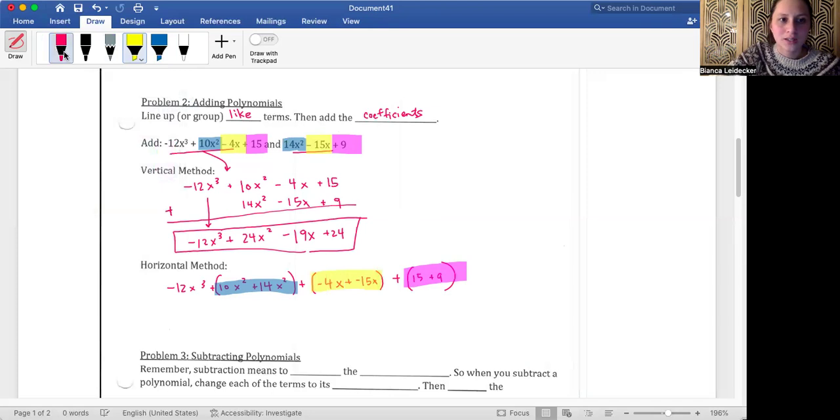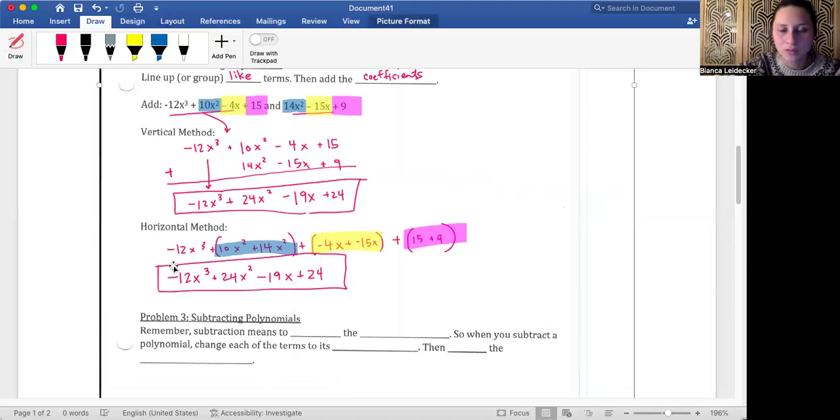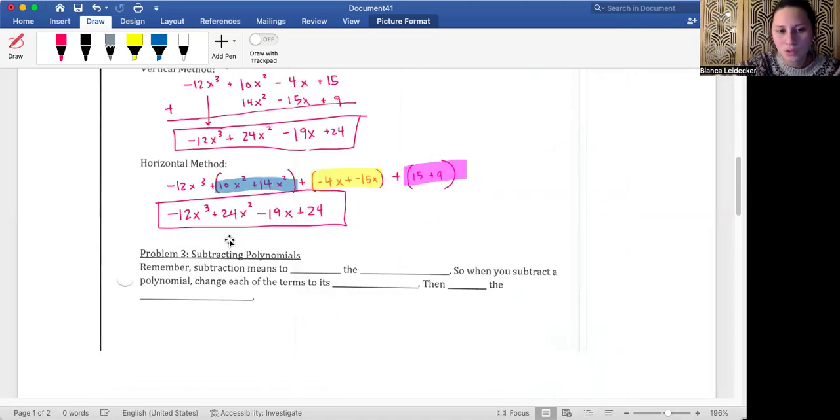And so it's almost like I did the same thing as with my vertical. I just wrote it horizontally. So now I have negative 12x to the third power plus 10 plus 14, so 24x squared, and then negative 4 plus negative 15, which makes it negative 19. So I'm just going to bring that negative 19x, and that negative becomes my operation, plus 24. So this is my answer here. And it's exactly the same as what's above. If I check the two, they're exactly the same. So you can choose whichever method you like better. I personally like the vertical method. I like lining things up. But if you're not used to doing that, then you can do the horizontal method.